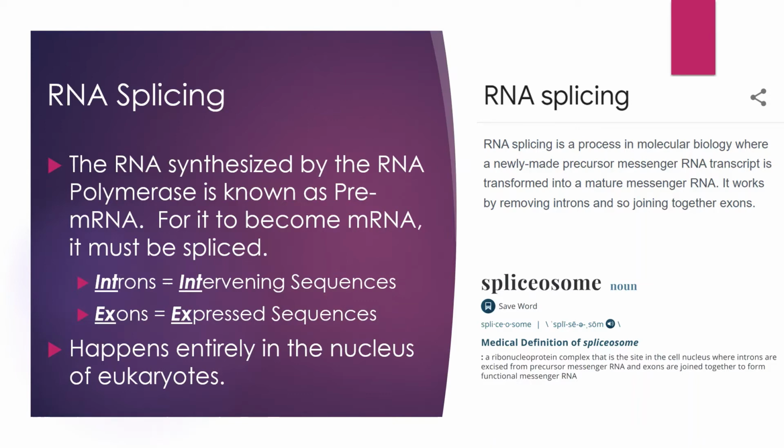The way splicing works is by a spliceosome. A spliceosome is a ribonucleoprotein complex that is the site in the cell nucleus where introns are excised from precursor messenger RNA and exons are joined together to form functional messenger RNA. All of this happens entirely in the nucleus of eukaryotes.